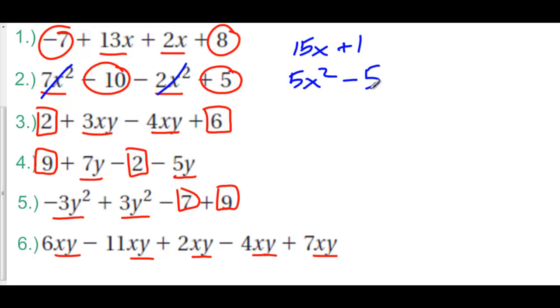All right, so using that example, I want you to go ahead and finish those examples there. Real good idea: highlight the different terms. Combine what is similar.